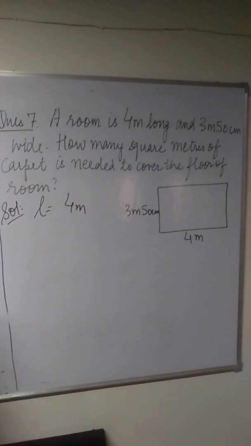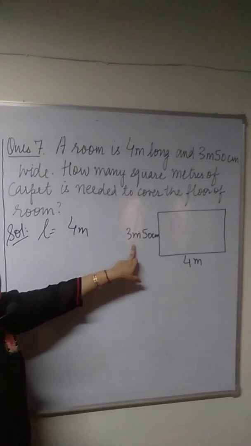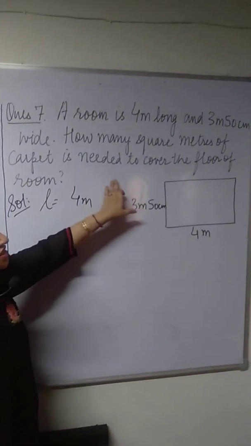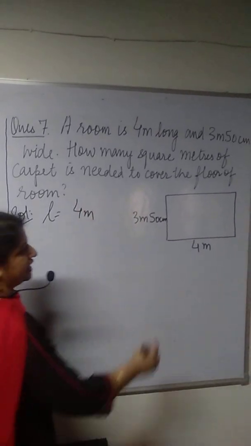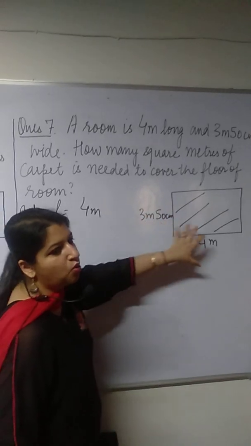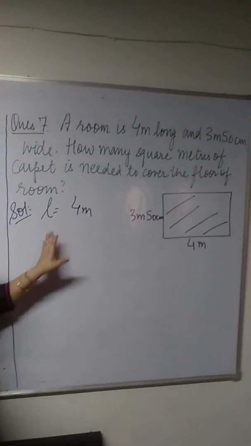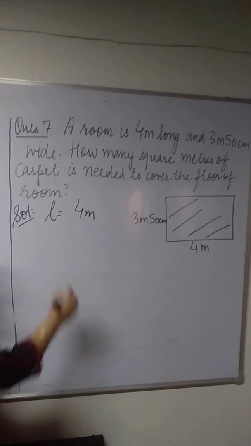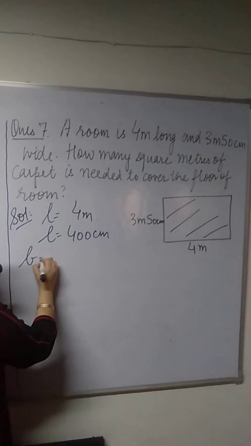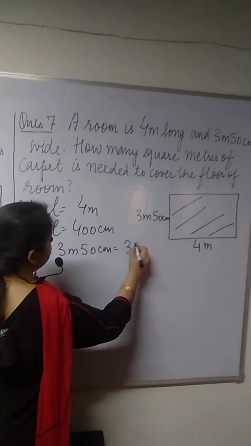Now come to question number 7. It is similar to question 6. A room is 4 meter long and 3 meter 50 centimeter wide. How many square meters of carpet is needed to cover the floor of the room? This is the floor, this is to be carpeted. That means we are going to cover the whole area. So in this question, we are going to find the area of the floor. Length is 4 meter. Again, first of all, I am going to convert it into centimeters. Breadth is 3 meter 50 centimeter, which is equal to 350 centimeter.